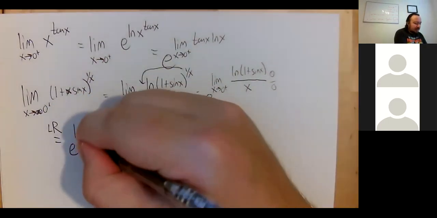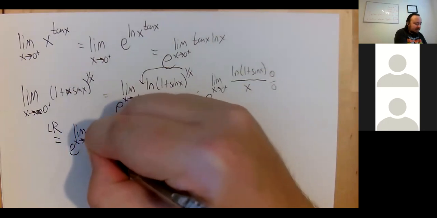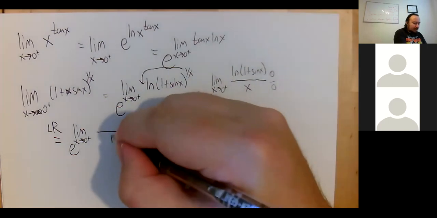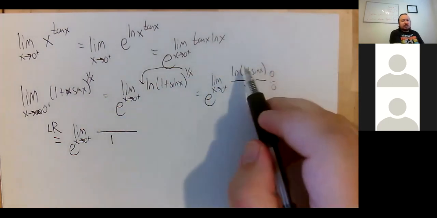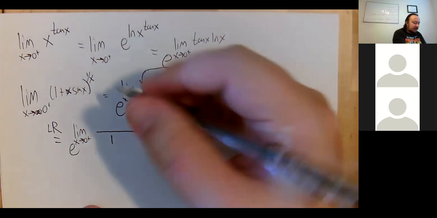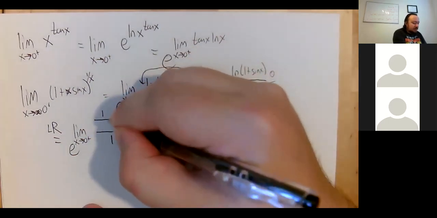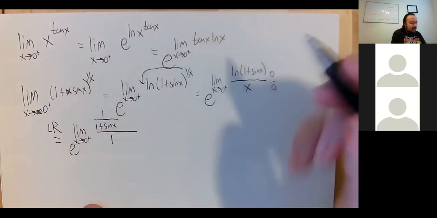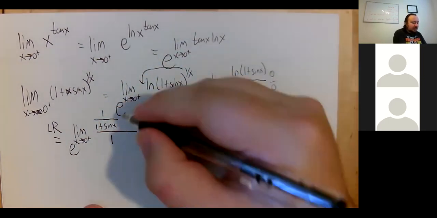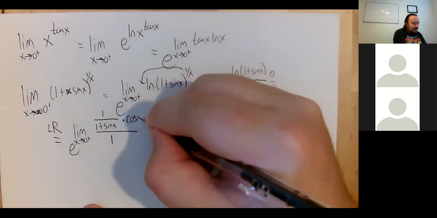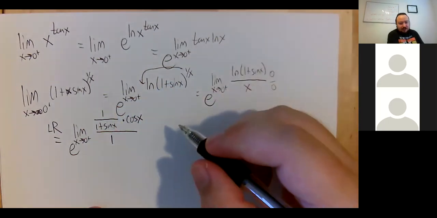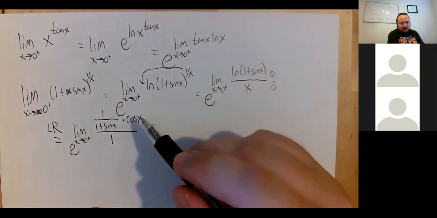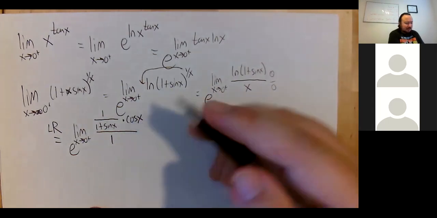Okay, so this will be e to the limit as x goes to 0 from the right. Now the derivative of x is 1. All right, now the derivative of ln of 1 plus sine of x we need to use the chain rule for. So this will be 1 over 1 plus sine of x, and then I do the derivative of 1 plus sine of x, giving me cosine of x right here. All right, so this is what I end up getting for my limit.